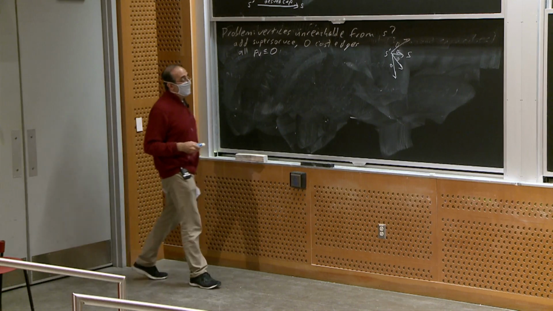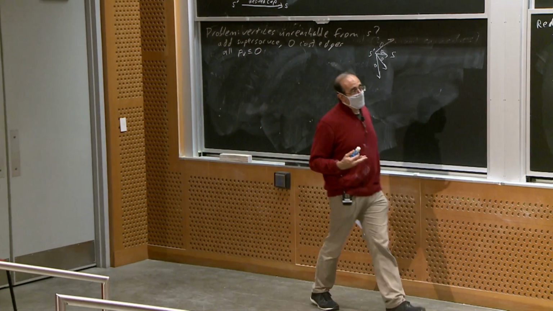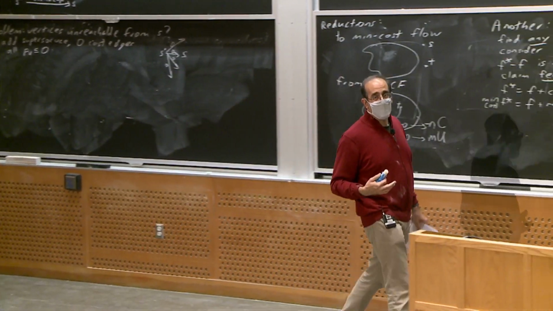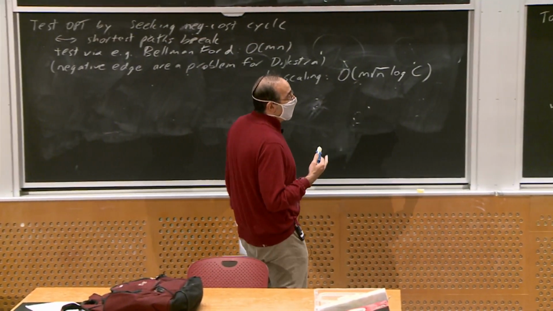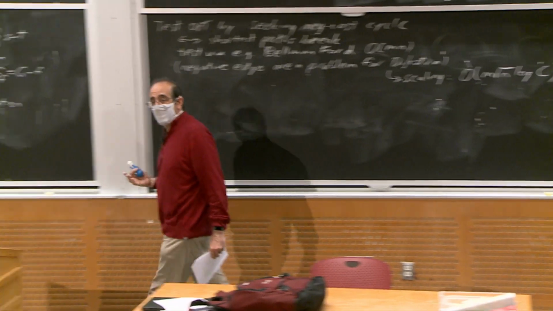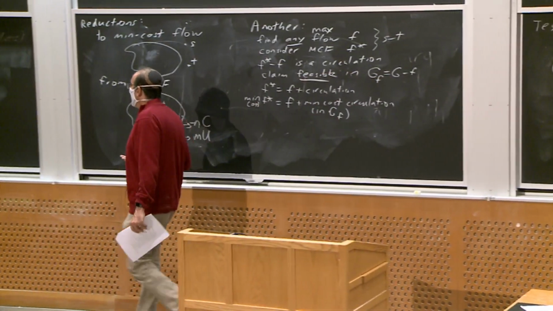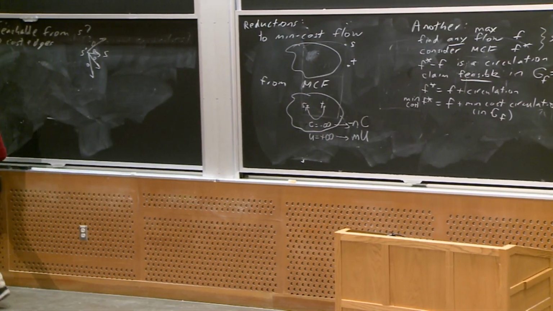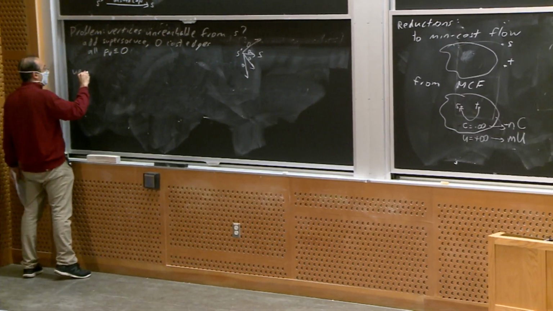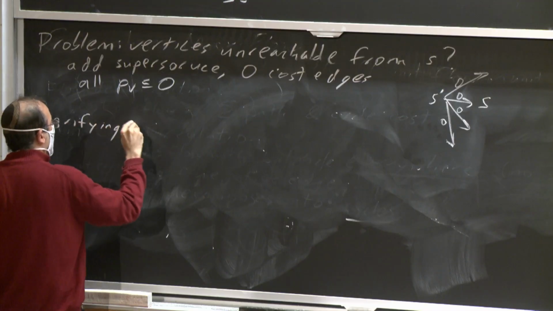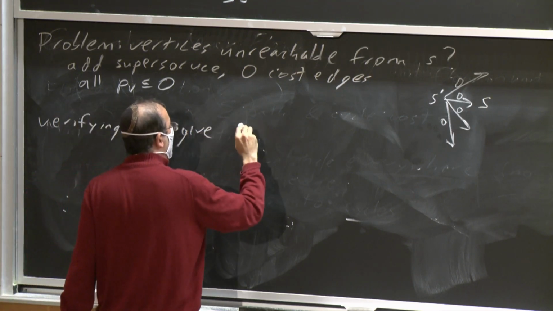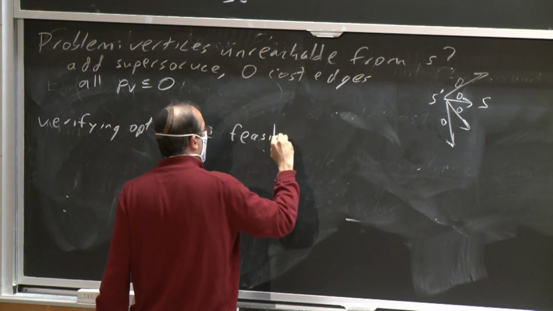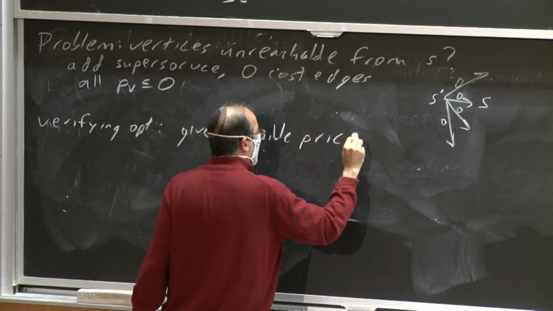All right, so this is now really cool. We have a new optimality condition, a new way to verify optimality, which is to simply say, all you have to do is give me a feasible price function. So to verify optimality, somebody just has to give me a feasible price function.